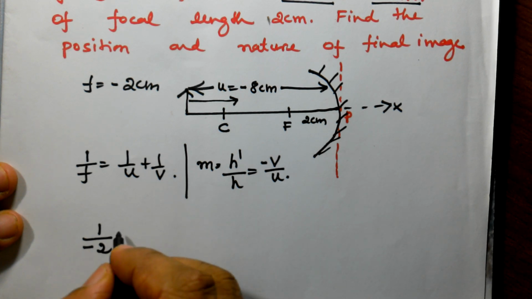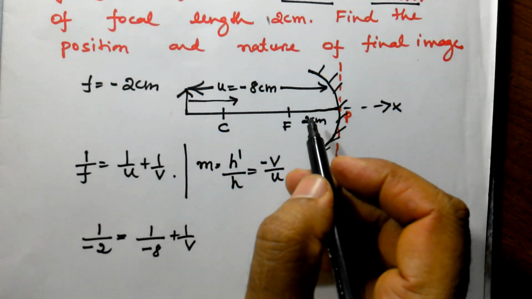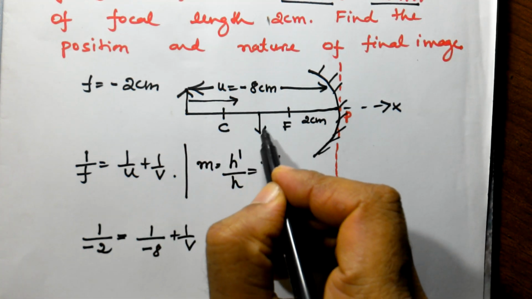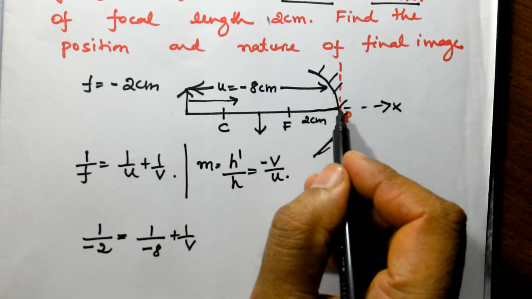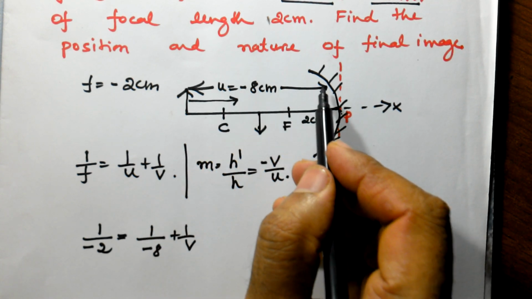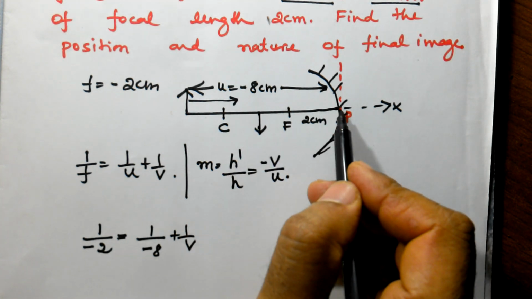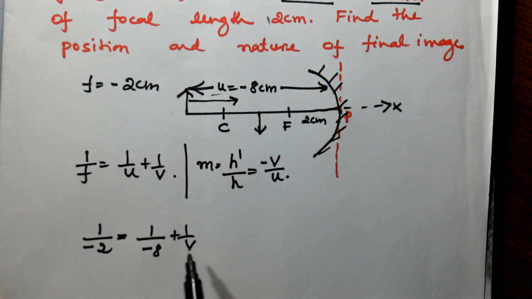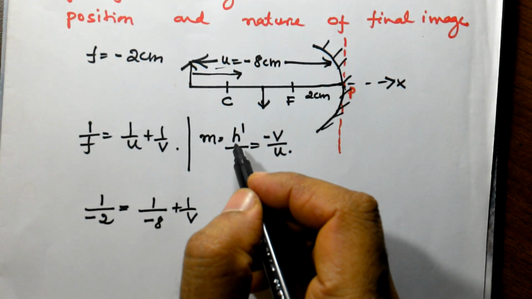1 by f is equal to 1 by u, which is minus 8, plus 1 by v. Now in a concave mirror, the image is formed here, as we have seen in this derivation. The image is formed somewhere here. So you should get the image distance as negative, because the image is formed here, and the image distance is also measured from the pole in this direction, which is opposite to the incident light. All the distances measured in the direction of incident light are taken positive. Distances measured opposite to the direction of incident light are taken negative. So v should be negative. And remember, we take positive and negative values for only those data given.